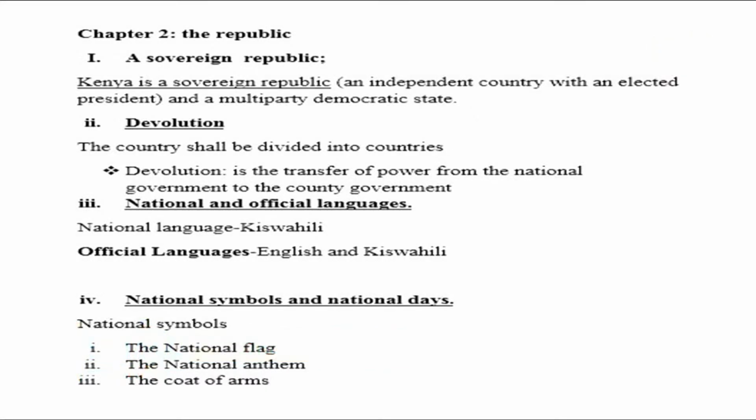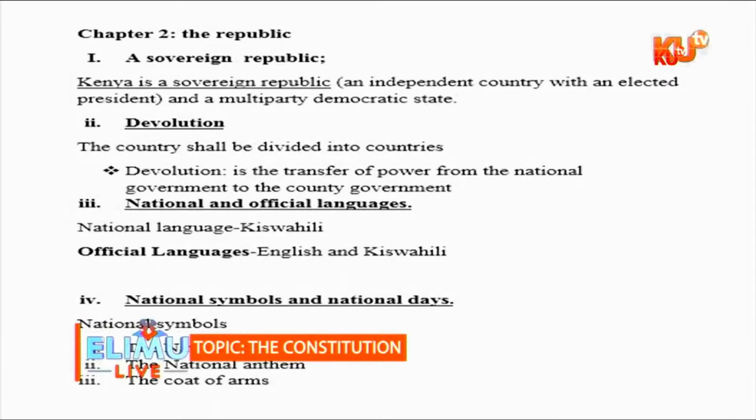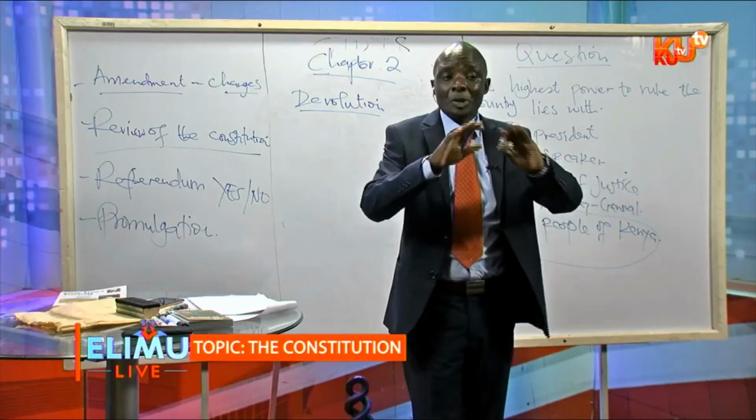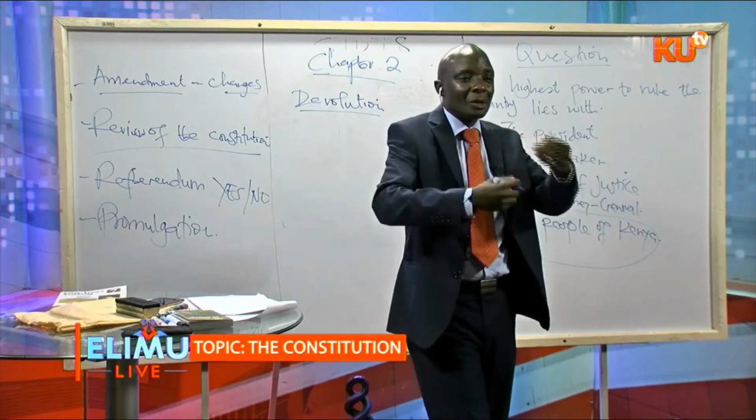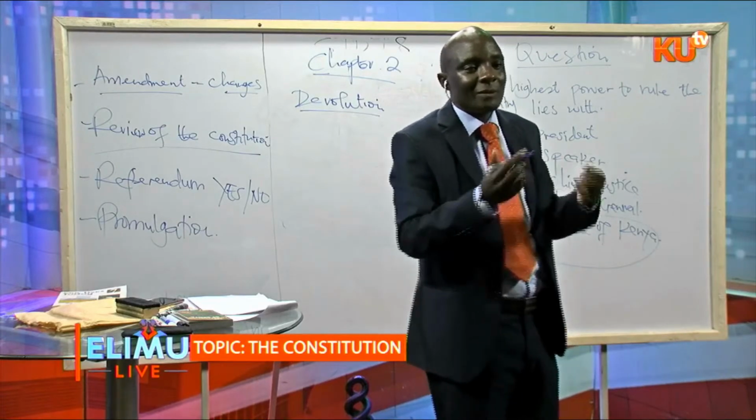Remember, this is not devolved government, which is talked about in chapter 11. It only talks that the country Kenya is going to be divided into 47. It does not talk much about it. It only mentions that Kenya is going to be divided into 47 units.